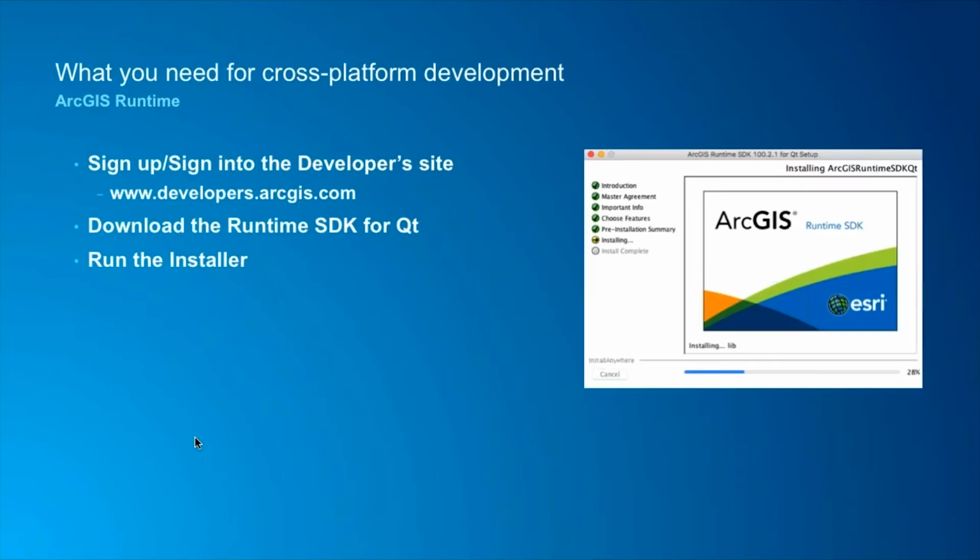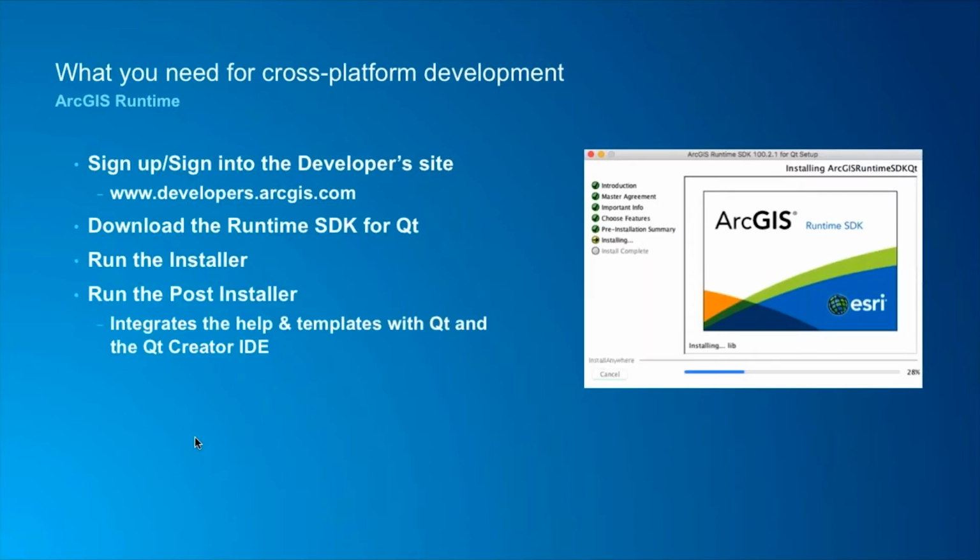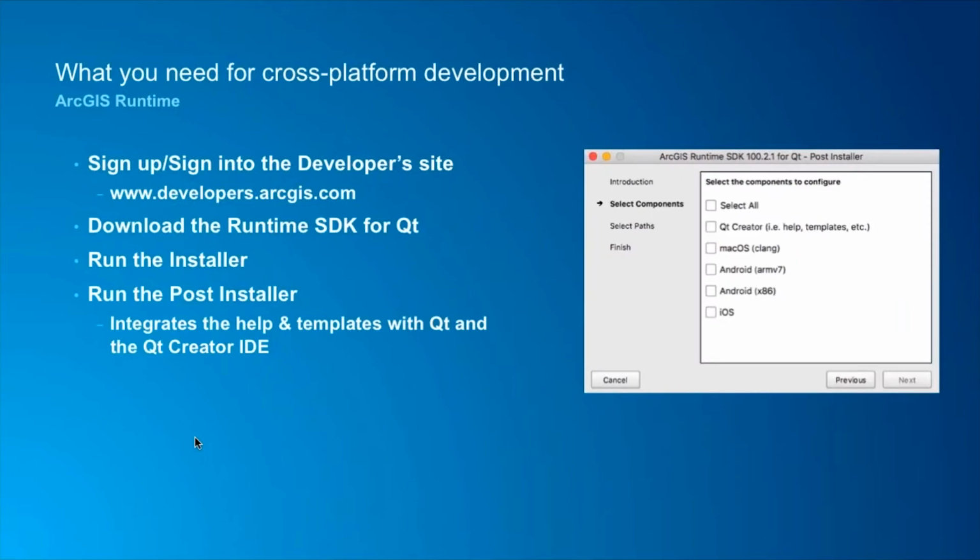Once you've downloaded it, you'll want to run the installer. And once the installer completes, it'll automatically launch the post installer. The post installer is a tool that we wrote that helps integrate the SDK bits that we lay down with the underlying Qt framework and the Qt Creator IDE. This will give you things like help and templates integrated right into Qt Creator for you.